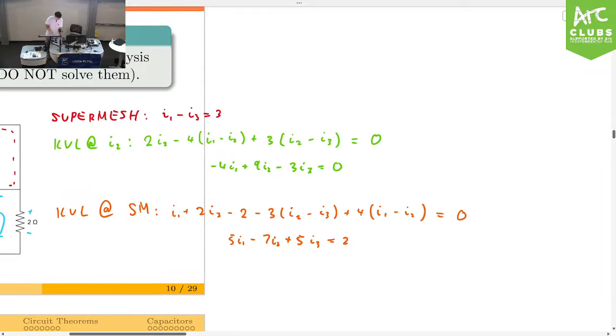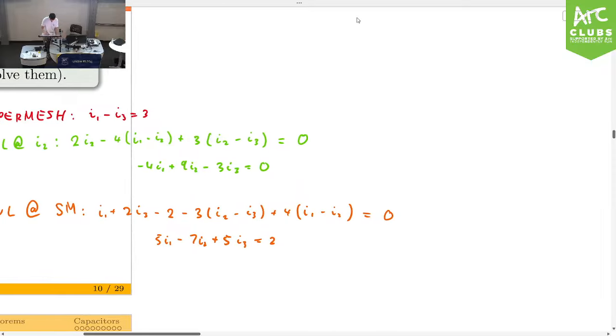And you can solve them simultaneously. I'll just tell you the answer. We should get I1 is equal to 90 on 41, and I2 is equal to 29 on 41.